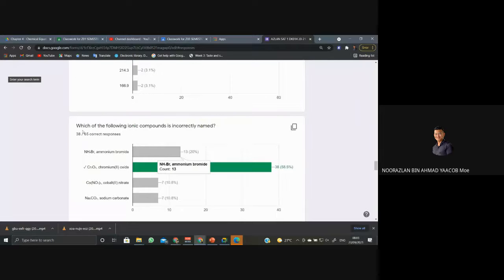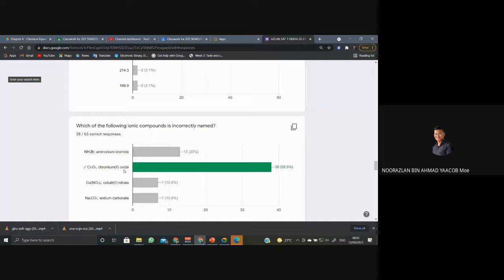This one, which of the following ionic compounds is incorrectly named? This one kamu sepatutnya hafal dah nama dia. So, kamu tak dapat jawab sebab kamu tak hafal. NH4Br, NH4 ni ada NH4 plus dengan Br, jadi dia adalah ammonium bromide. So ini betul nama dia.